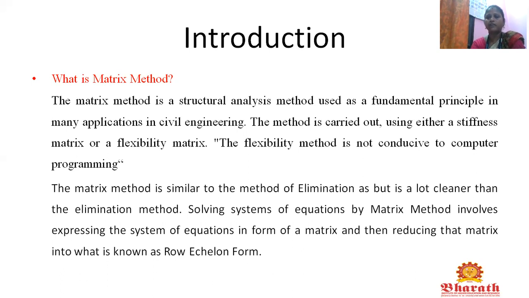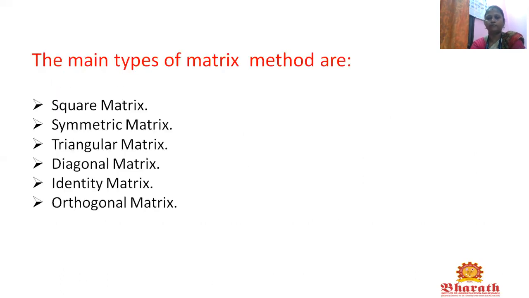Solving problems using the matrix method involves expressing the system of equations in the form of a matrix and then reducing the matrix into what is known as row echelon form. Next, there are different types of matrices: square matrix, symmetric matrix, triangular matrix, diagonal matrix, identity matrix, and orthogonal matrix.